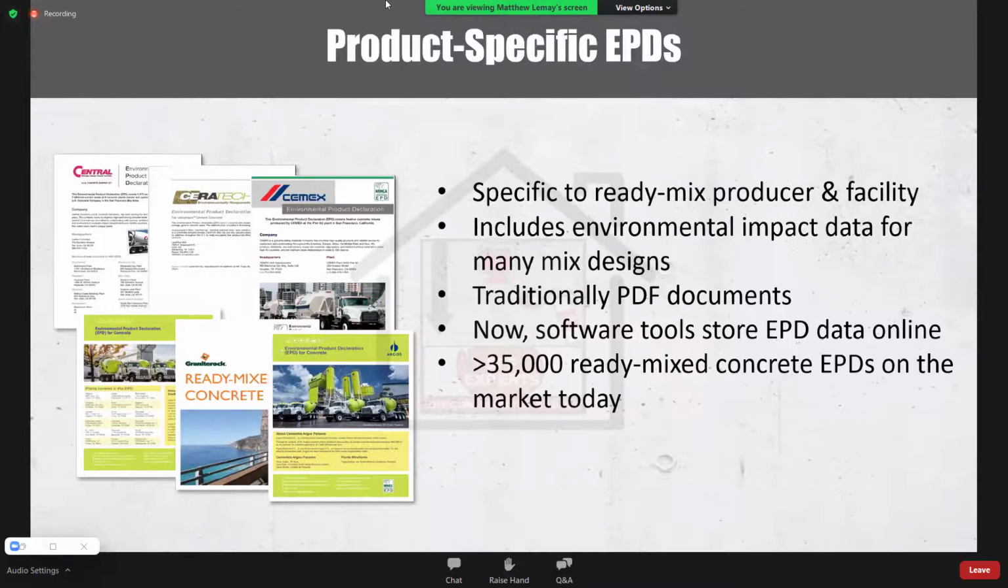Now there are several online software tools on the market to create and store EPD data online. Because of how specific product-specific EPDs are, they have to be produced by an LCA and EPD practitioner, and they have to be verified by a third-party verifier to ensure compliance with ISO standards and with the PCR.